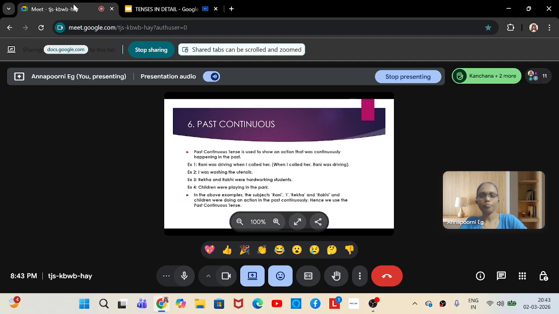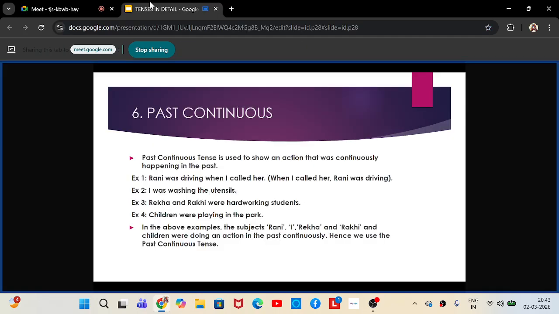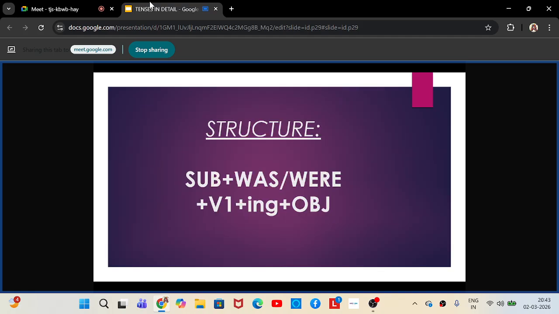Subject plus was or were plus V2? No, V2. V1, V1 plus ing. In continuous tenses, we always use V1 plus ing. No V2. Except simple past tense, we don't write V2 in any other tense. I told you this a little while ago. Clear? So this is the structure of the past continuous tense. It is subject plus was or were plus V1 plus ing plus object.